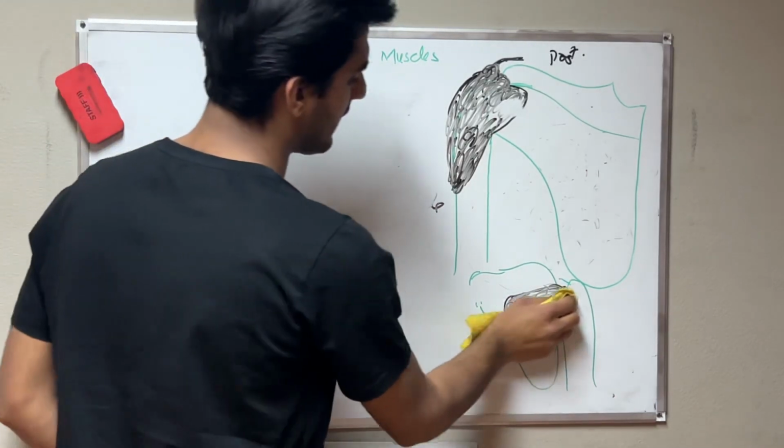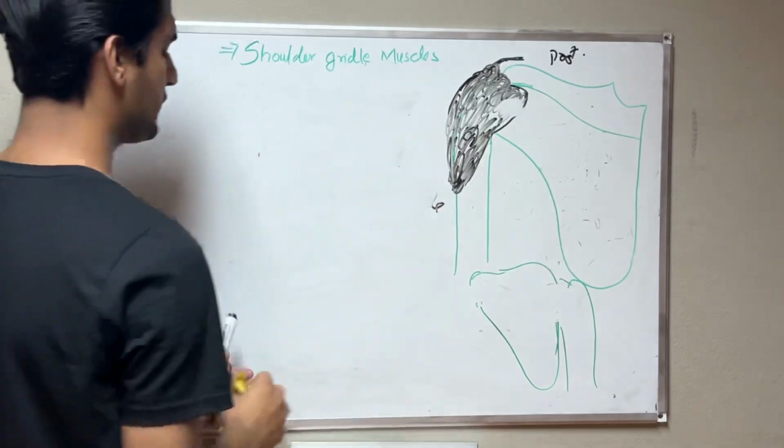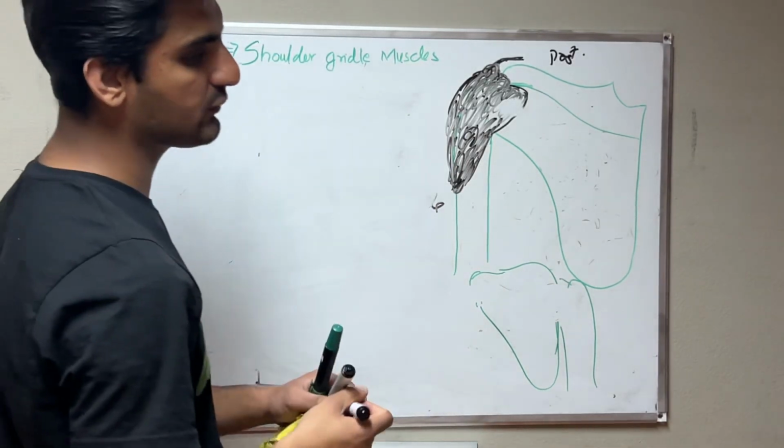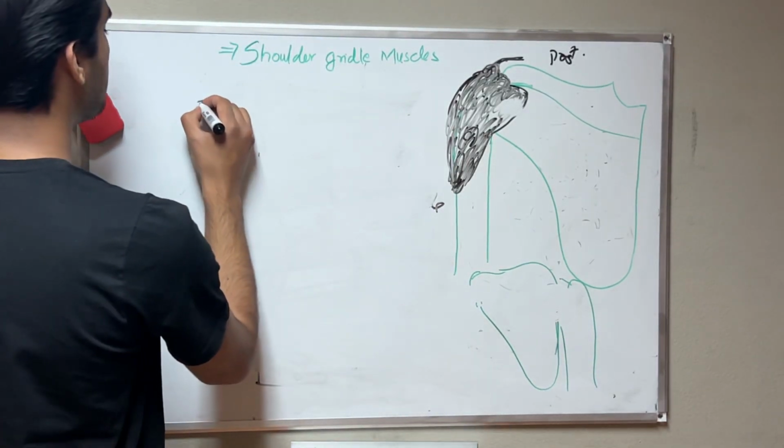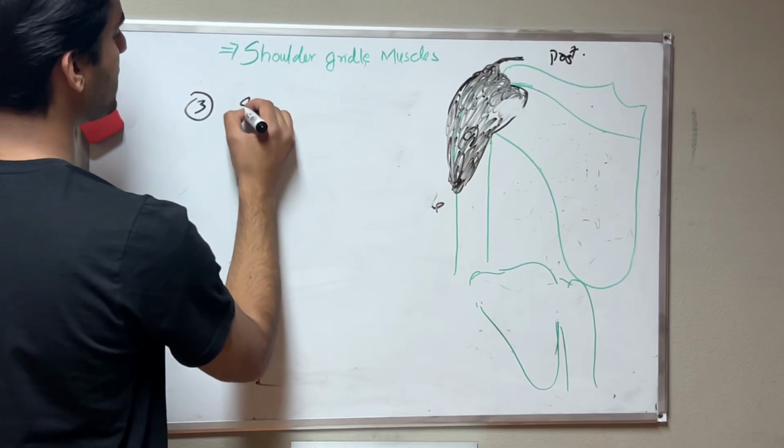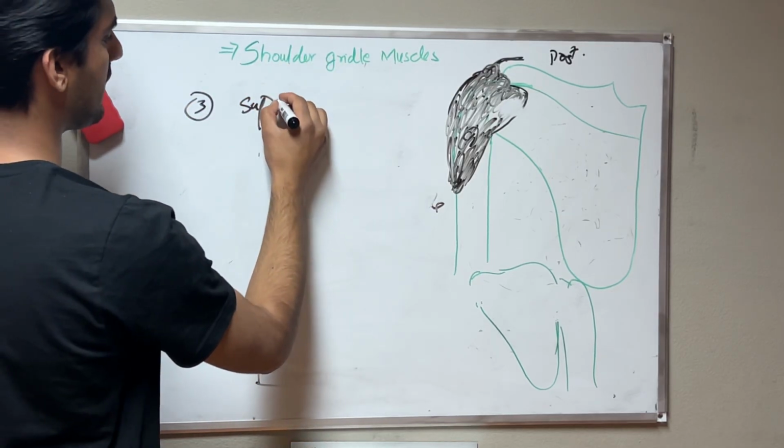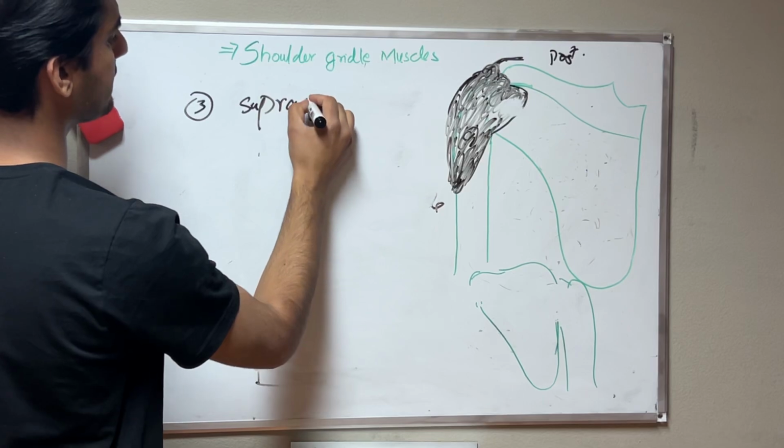The third muscle we have is the supraspinatus muscle, and we will talk about it here in the posterior view, because we have this muscle in the posterior view. Supra means upper, supraspinatus fossa.